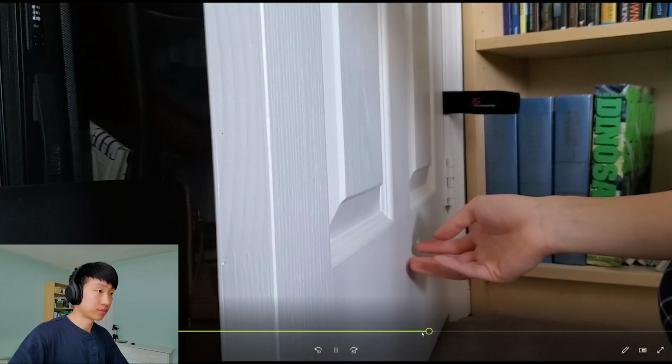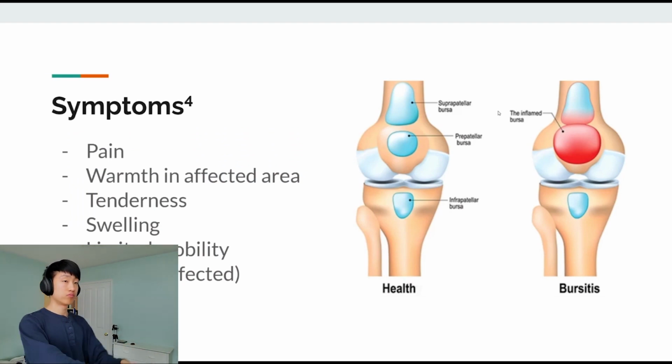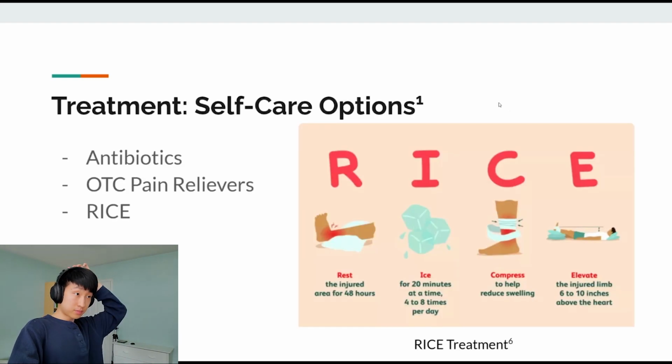Speaking of pain, that's one of our symptoms. So the symptoms of bursitis are, as we said, pain, warmth in the affected area, tenderness, swelling, limited mobility, and a fever if you have an infected bursa. So for treatment options, first and foremost, we have to talk about self-care options.